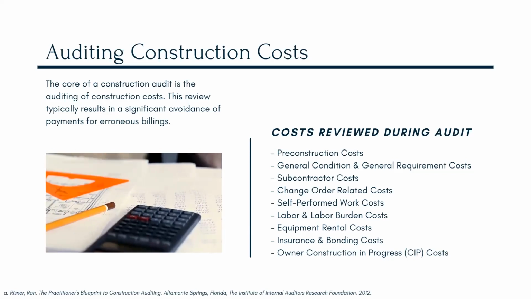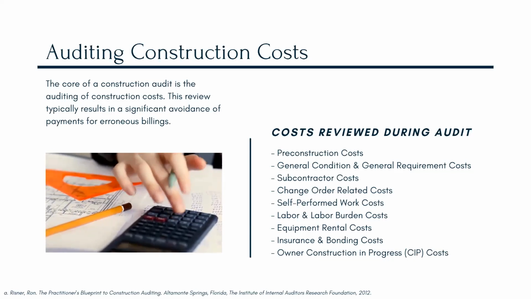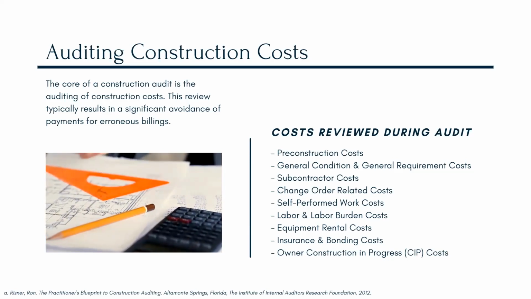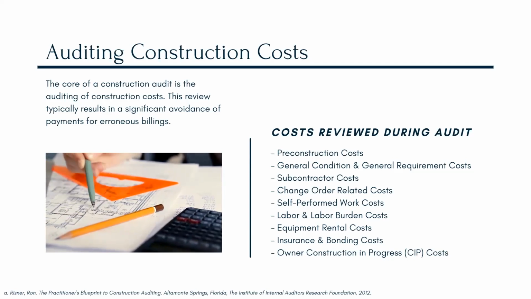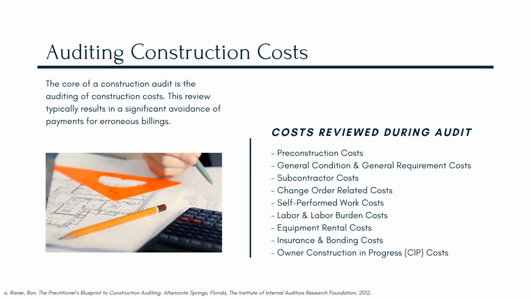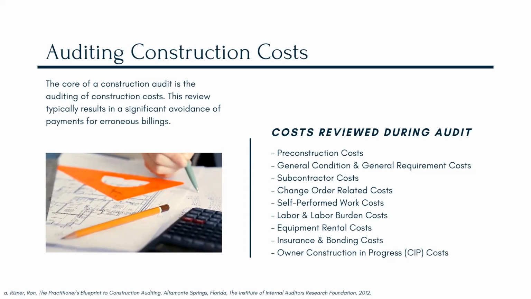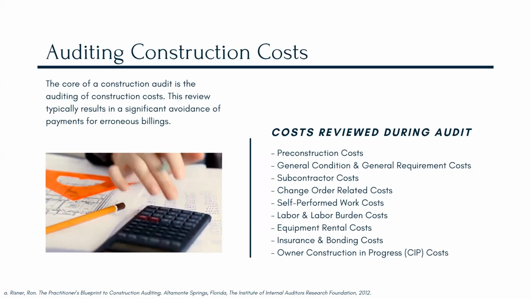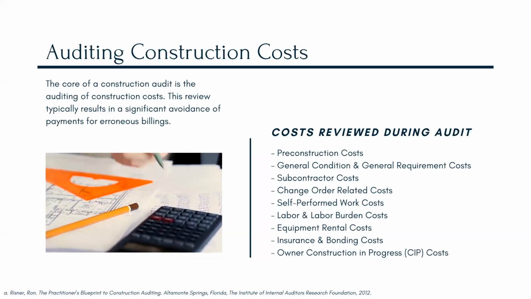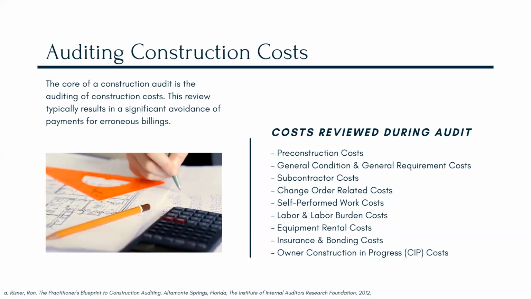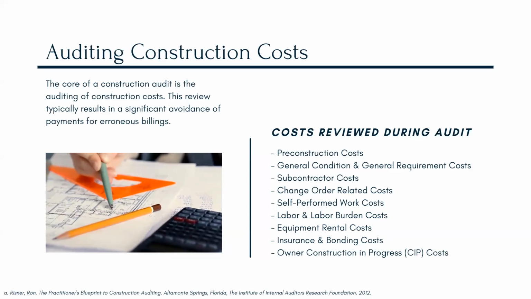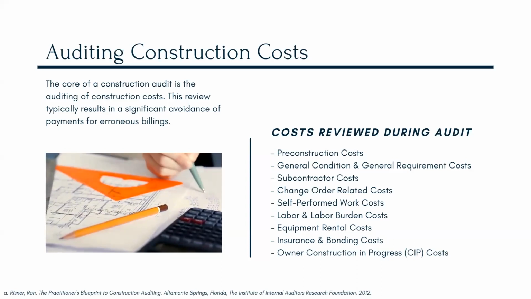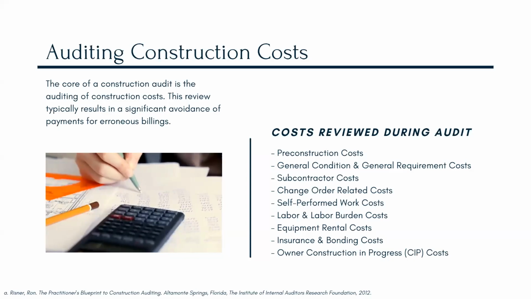Moving to the next type of cost, self-performed work. This is looking at work that's performed by the general contractor themselves, and there's really one major component to self-performed work, and that's the next cost: labor and labor burden costs. While labor and labor burden costs can also be audited through subcontracted work, those are the primary components of self-performed work that we like to audit.